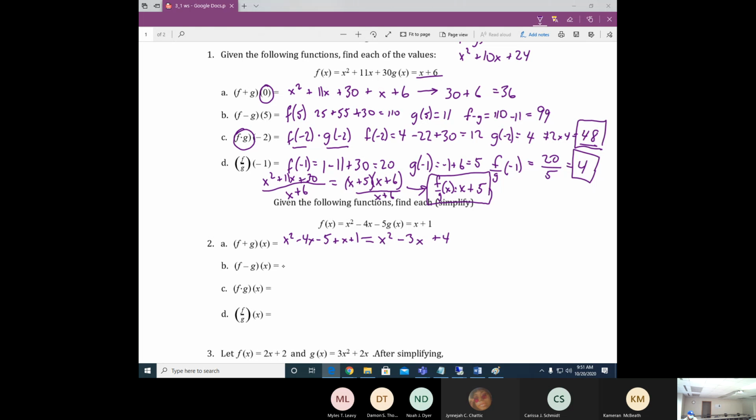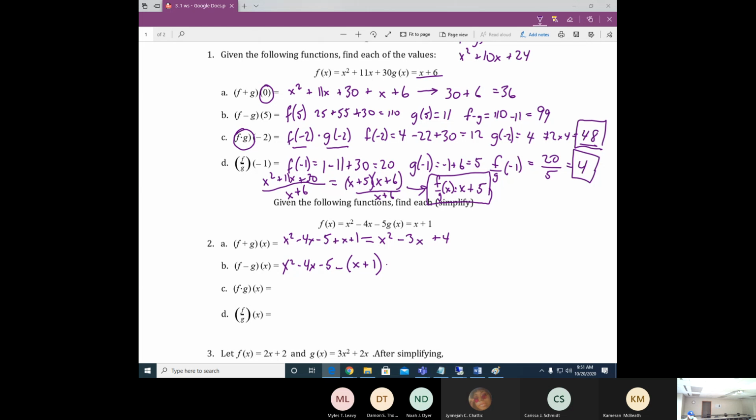f minus g, same thing. x squared minus 4x minus 5. And this one you have to be careful. Watch the sign. You're subtracting the quantity x plus 1. Don't forget, you're subtracting all of g of x, and so it's easy to forget you're also subtracting 1. You're not adding 1 back. So it helps to put those in parentheses if you're running into this.